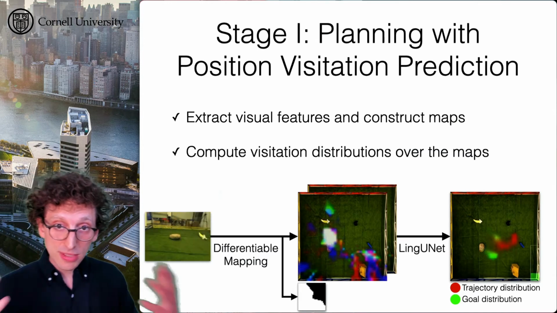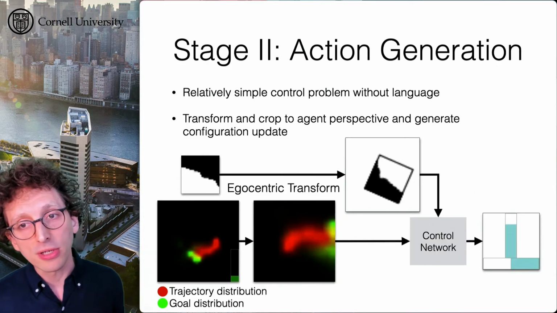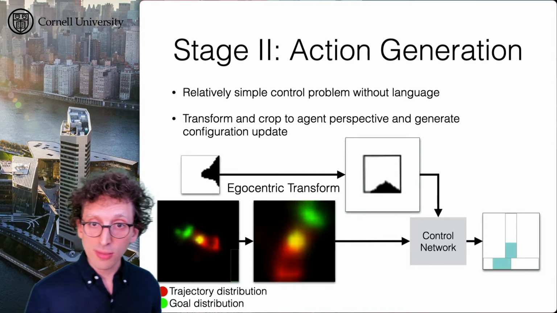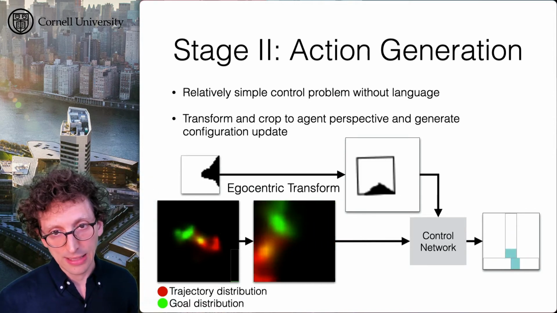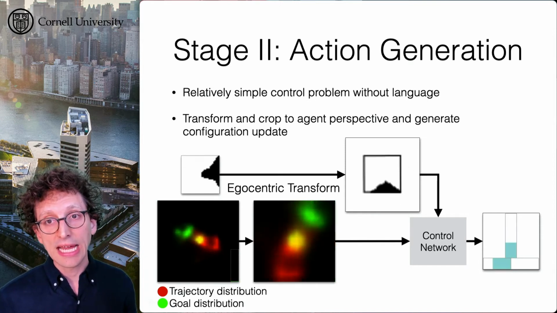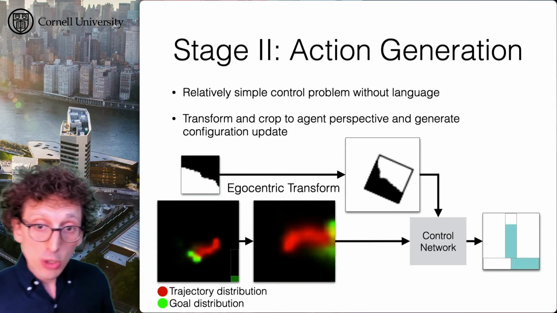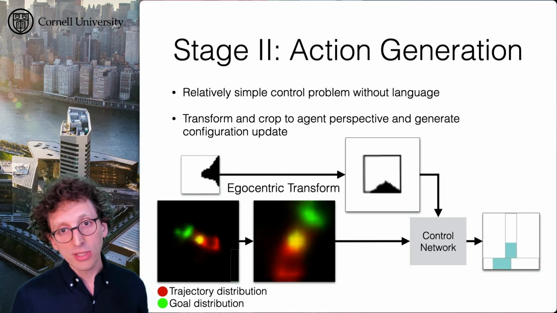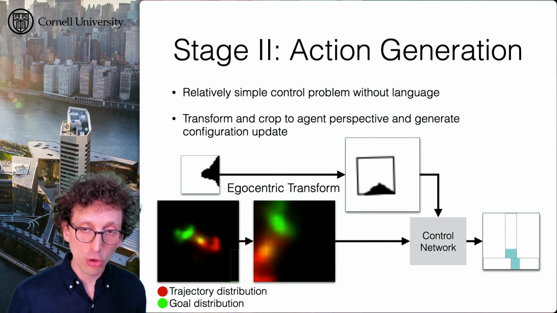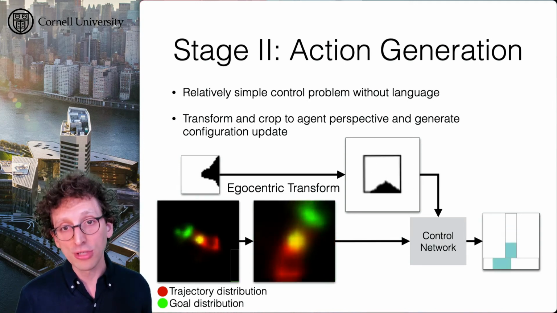Okay, so this describes the first stage of the process. The second stage is much simpler. It's the stage where we take this visitation distribution and the observability mask, and we want to compute the action to take. Given that we computed this intermediate representation, we are left with a relatively simple control problem without a language that doesn't really need to reason about the raw observations or the language.